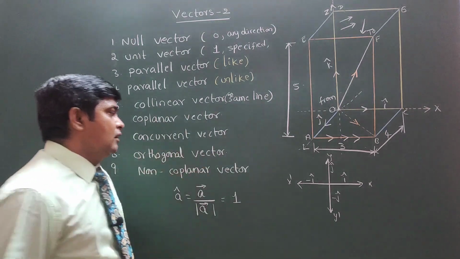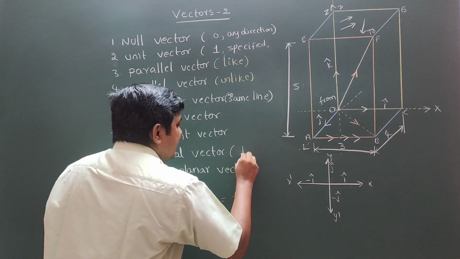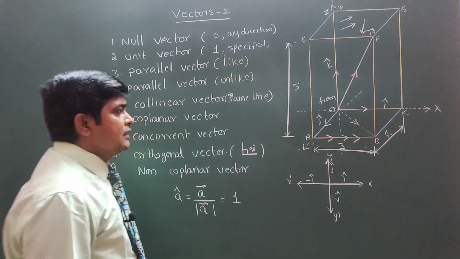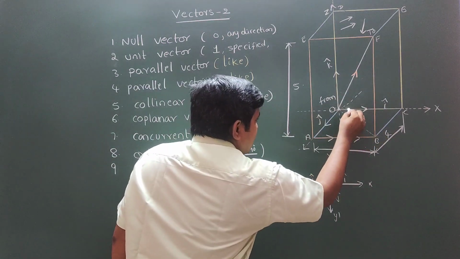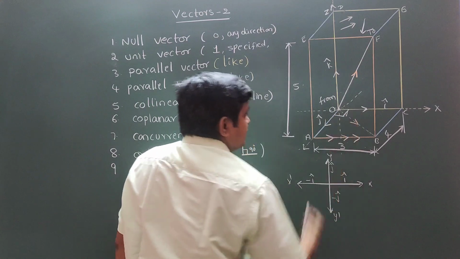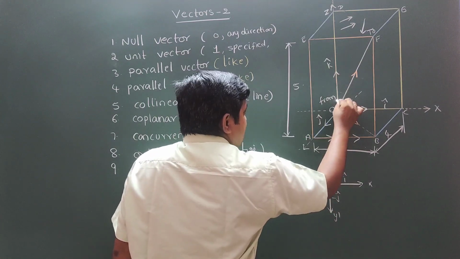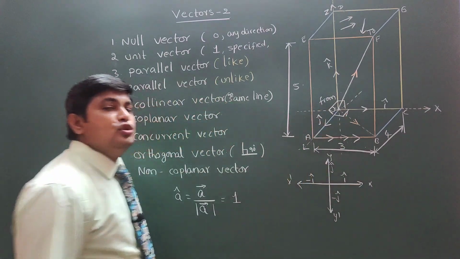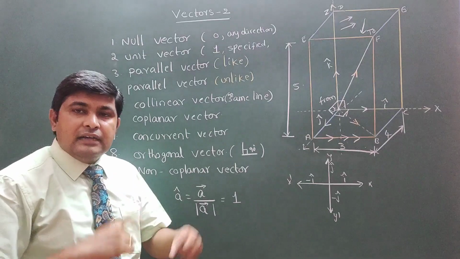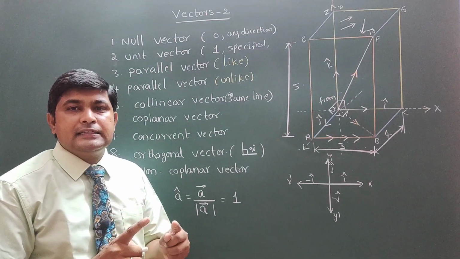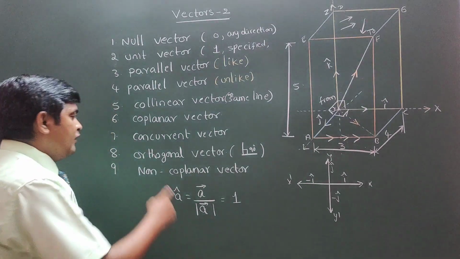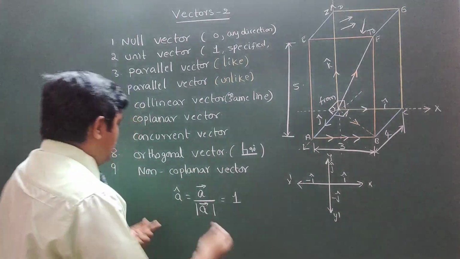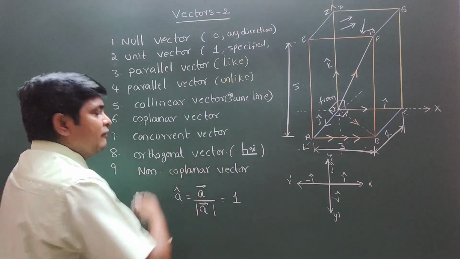Next, orthogonal vector. If the vectors are perpendicular to one another: x to y is perpendicular, x to z is perpendicular, z to y is perpendicular. They are mutually perpendicular. Whenever the vectors are at 90 degrees to one another, that type of vector is known as an orthogonal vector.